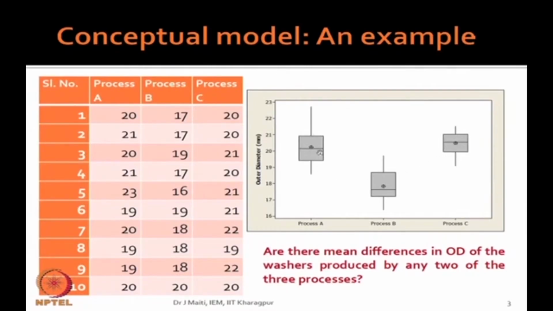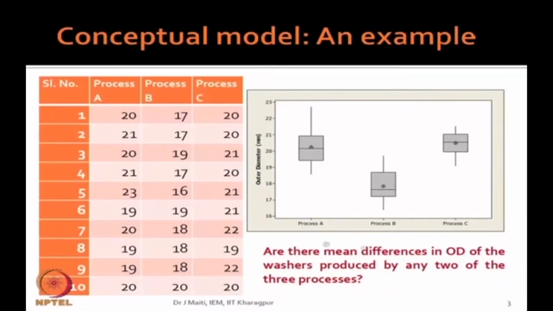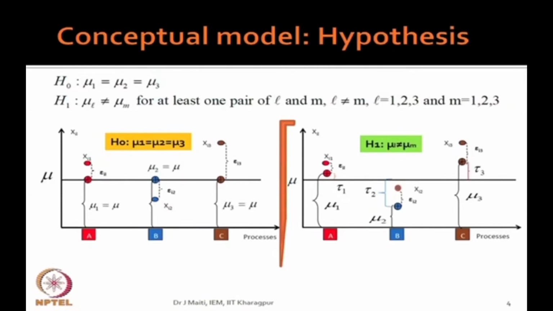So, even if there is no difference between process A means versus process C means, there is a chance that both process A and C means are different from process B, which is what the graphical plot resembles. But you want a quantitative explanation of this, and if we are able to do this, then we are able to answer the question: are there mean differences in OD of the washers produced by these processes? Then we will use, as I told, ANOVA.